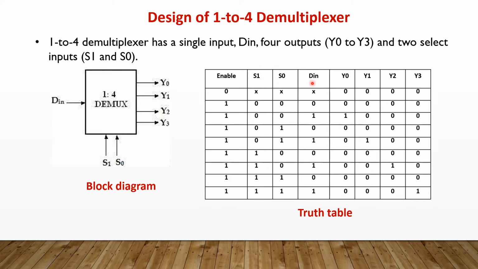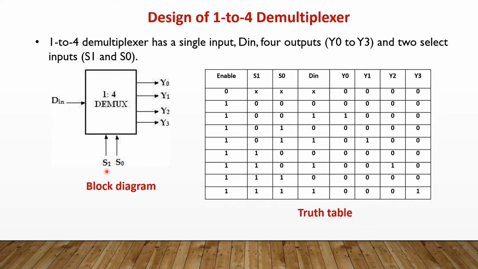S1, S0, D in, that is data in, and four outputs Y0, Y1, Y2, Y3. And the first column represents enable. So when enable is equal to 1, it means the actual data is given to the 1 into 4 demultiplexer. And enable is 0 means irrespective of the selection line inputs, we'll be getting the output as 0. Why? Because no data is given to the input terminal. Once the circuit is enabled, then we will be giving the S1 and S0 values. So when both S1 and S0 are 0, then whatever data is available in data in will be distributed through the output Y0. Why? Because the selection line inputs are 0, 0.